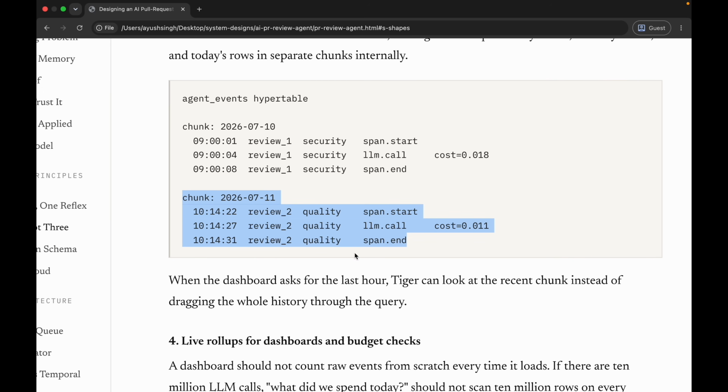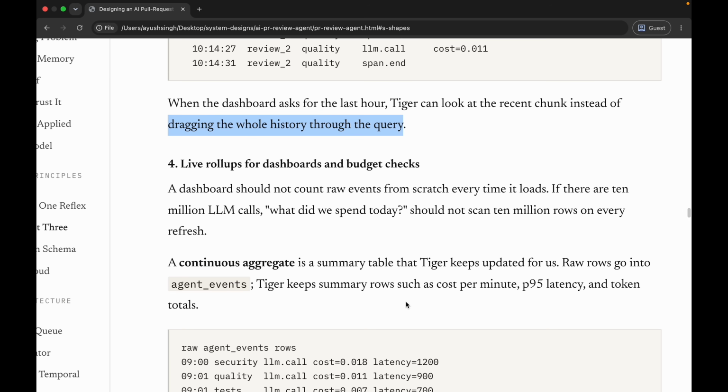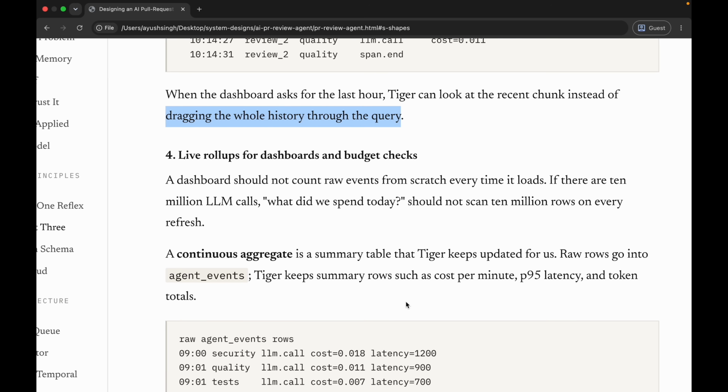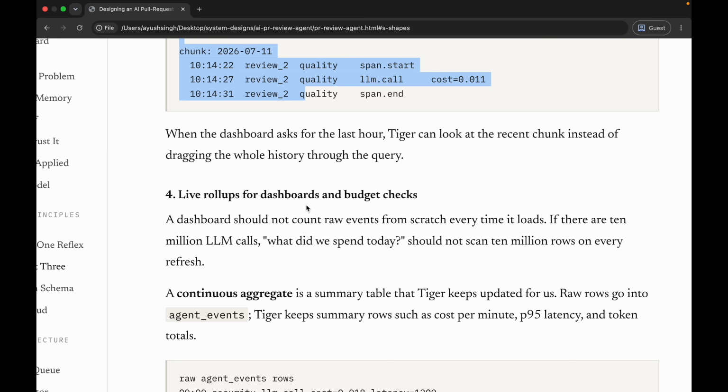Now, when the dashboard asks for the last hour, it does not need to look through the entire database. It can look at the recent chunk instead of scanning the whole history. Amazing point. Then, a dashboard should not call raw events from scratch every time. If there are 10 million LLM calls, we should be asking, what did we spend today? We should not scan all 10 million rows on every refresh.